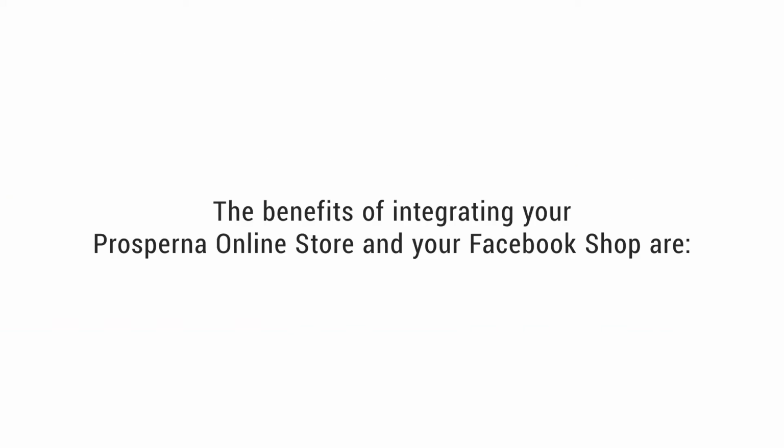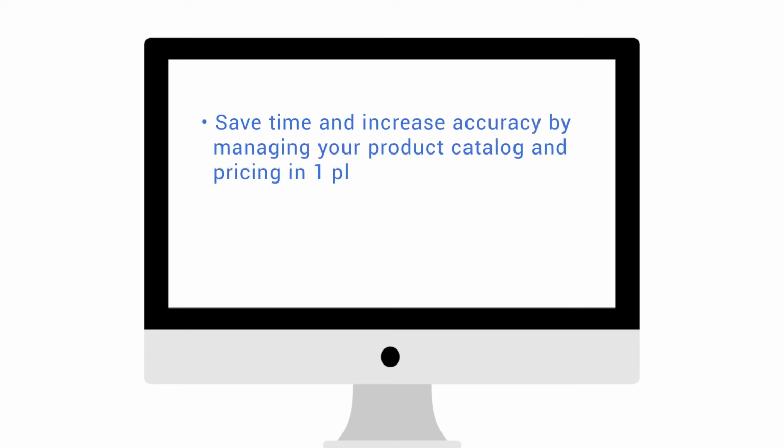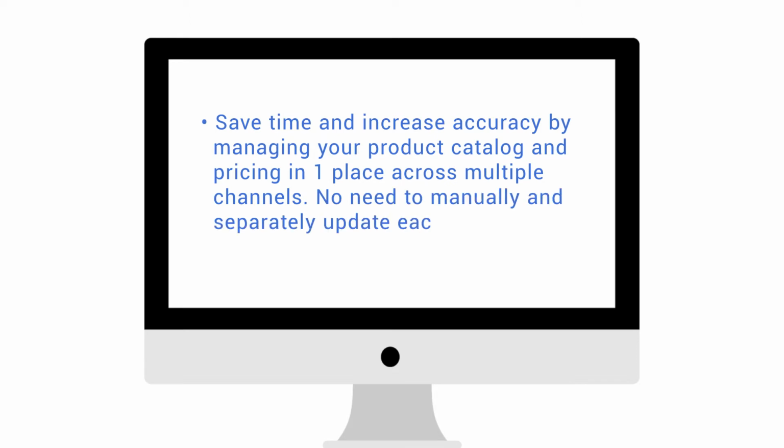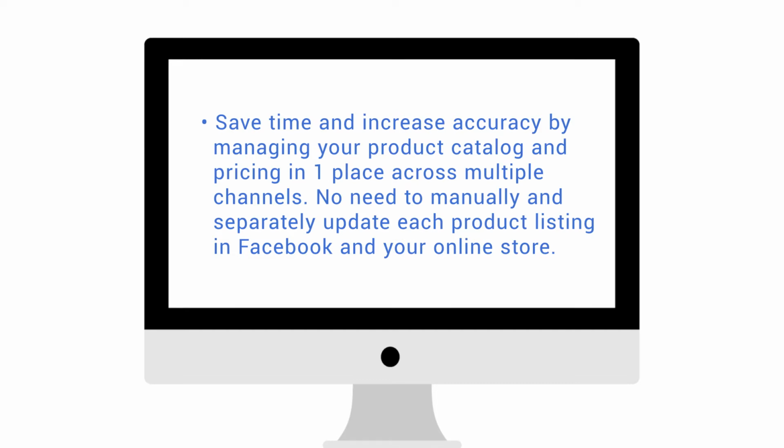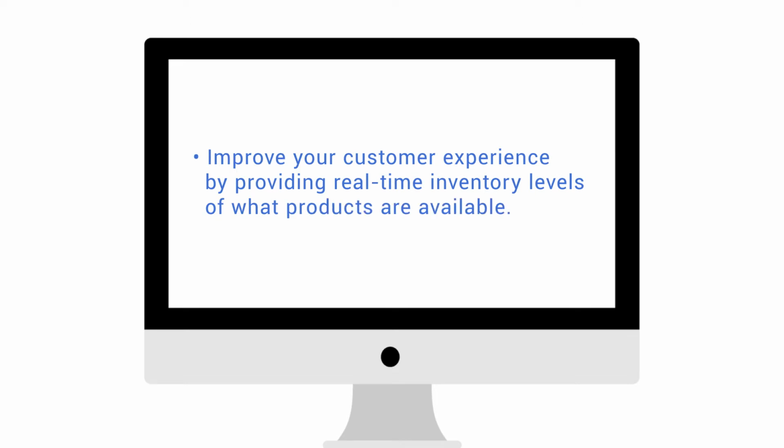The benefits of integrating your Prosperna online store and your Facebook shop are: save time and increase accuracy by managing your product catalog and pricing in one place across multiple channels. No need to manually and separately update each product listing in Facebook and your online store. Improve your customer experience by providing real-time inventory levels of what products are available.